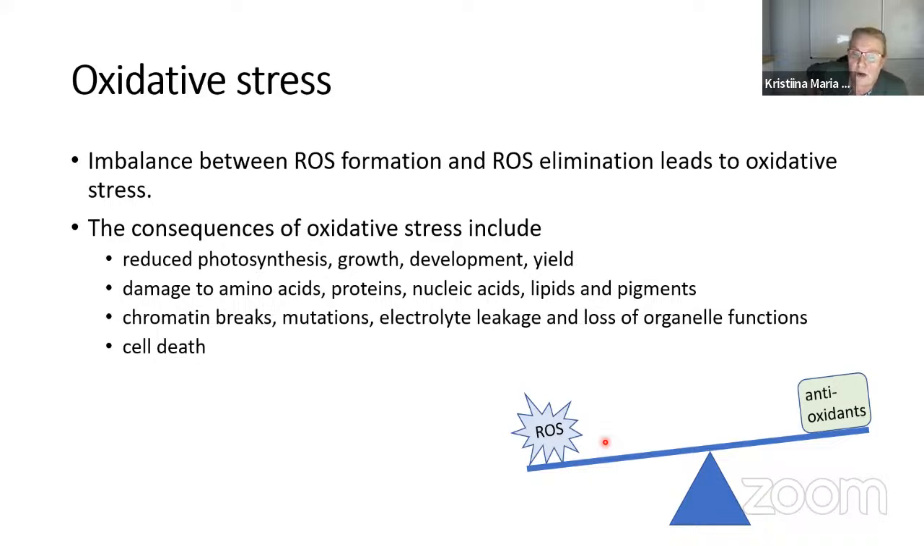Many of the macromolecules of the cells are damaged. There are damages found in proteins, nucleic acids, lipids, pigments, and so on. And finally, when the ROS or the oxidative stress become really severe, cell death is the consequence.